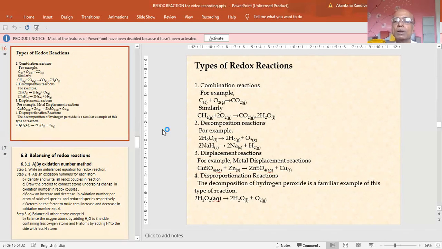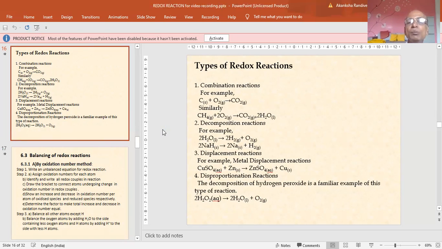We know when carbon burns in air, combustion takes place. So the combustion reaction takes place in the presence of oxygen. Therefore, carbon when it reacts with oxygen gives carbon dioxide. So this is a combination type of reaction.